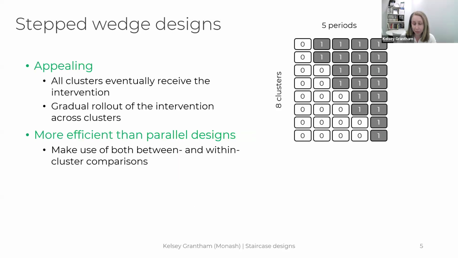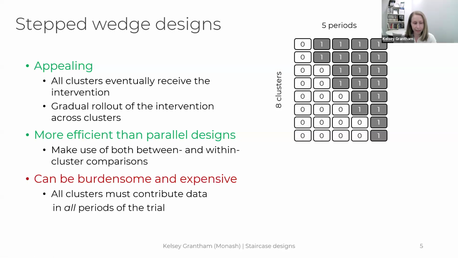Stepped wedge designs are a popular choice and are widely used, with over 500 stepped wedge trials currently registered on clinicaltrials.gov. These are appealing designs since all clusters eventually receive the intervention, and the gradual rollout of the intervention across clusters can make it more logistically feasible to introduce an intervention over time across different sites. These designs are typically more efficient than parallel designs, since they can make use of within cluster as well as between cluster comparisons. But one major disadvantage of these designs is that they can be burdensome and expensive.